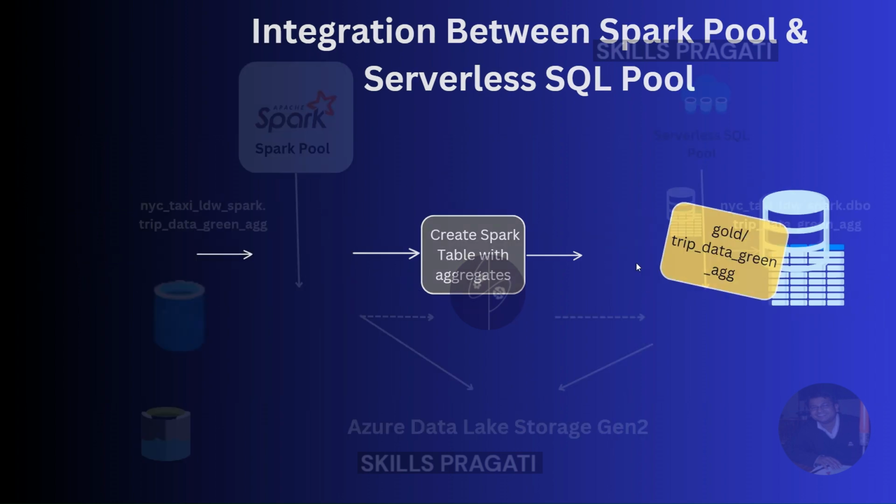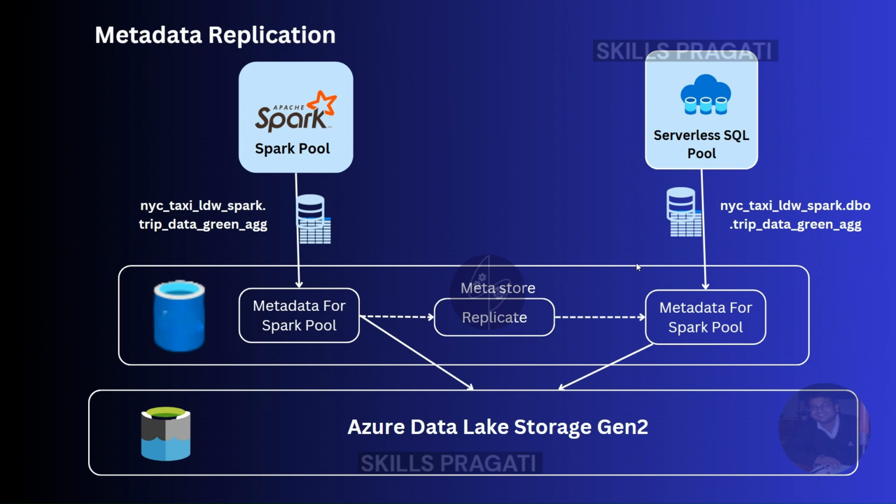Once we've created this Spark table in the Spark Pool, we'll look to see whether the table has been replicated to Serverless SQL Pool, and we're able to access that. As you can see in the diagram, we'll be creating the table trip_data_green_agg in the database NYC_taxi_LDW_Spark in our Spark Pool, and we would expect that table to appear under the dbo schema in the Serverless SQL Pool. This will not only demonstrate the integration between Spark Pool and the Serverless SQL Pool, but also show us how easy it is to write Spark programs for these kinds of transformations on partitioned data compared to Serverless SQL Pool.